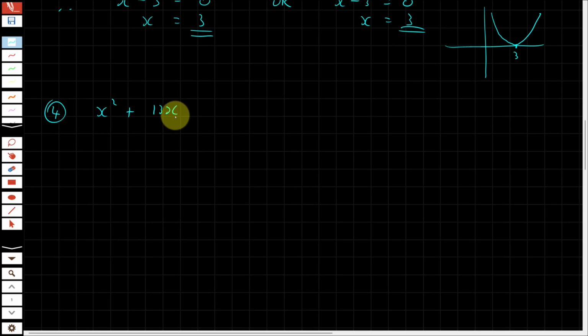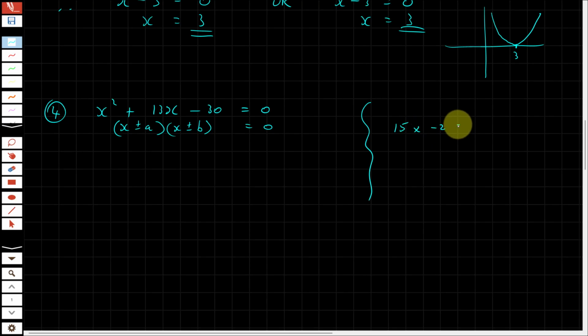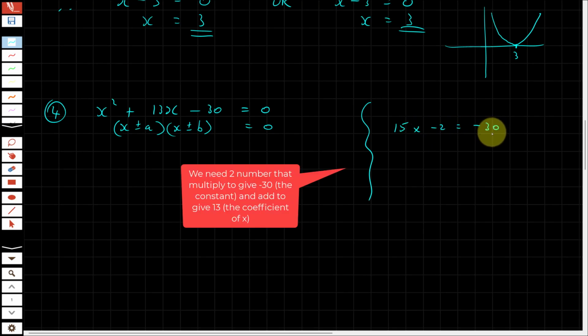This one here we have a quadratic equation and it's not factorised. It is equated to 0, but we can factorise this quadratic equation. So firstly draw the brackets, and we need to solve for a and b. We know the first term in each factor is x because we have an x squared there. To solve for a and b, we need to find two numbers that multiply together to give negative 30 and add to give a positive 13.